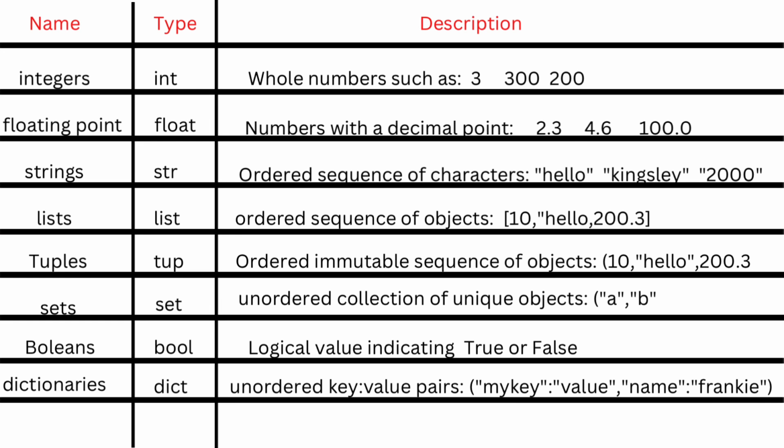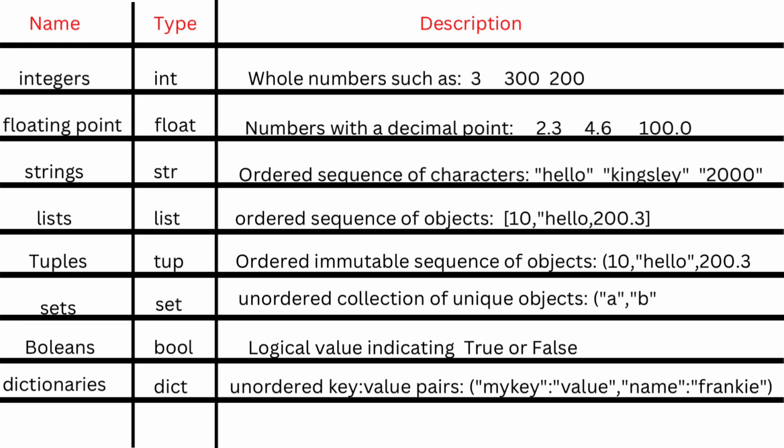So here is the table. Here's the name, the type, and the description. Type is a special keyword that Python uses to represent the data types, such as integers, which are whole numbers such as 3, 200. Floating points are numbers with decimal points. Strings are a sequence of characters, as you can see below. Lists are a sequence of objects.